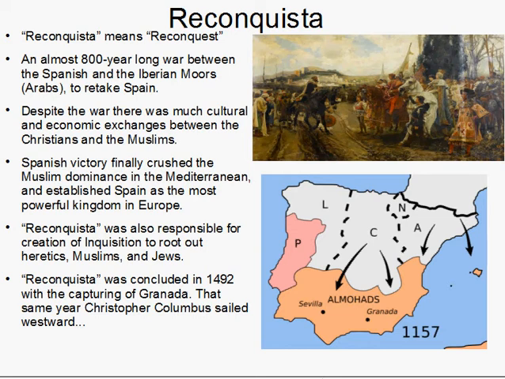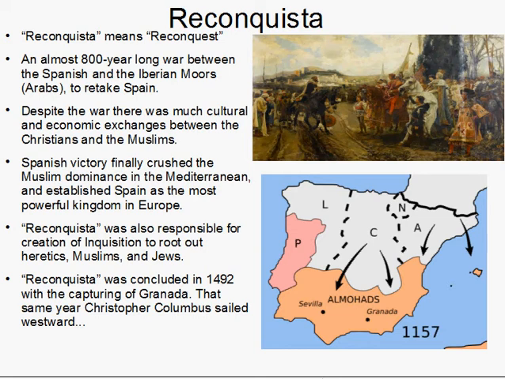And although this wasn't a continuous war, so there was a lot of cultural exchange between the Christians and the Muslims as well. But by the end of 15th century, the Reconquista was finally successful. Spanish victory defeated the Almohads. It established Spain as the most powerful kingdom in Europe because in order to win, Spain had to create Europe's most powerful army.